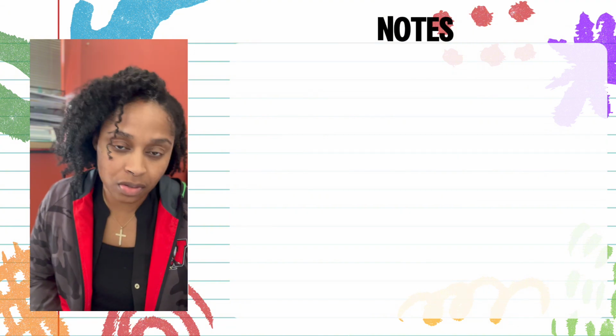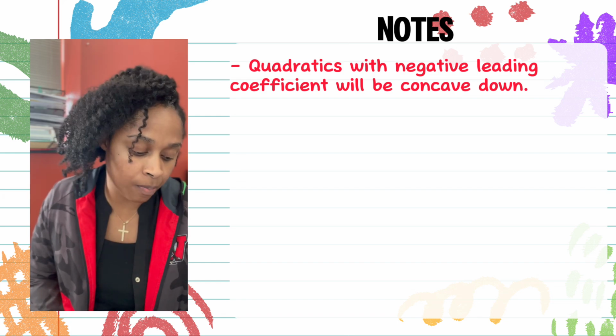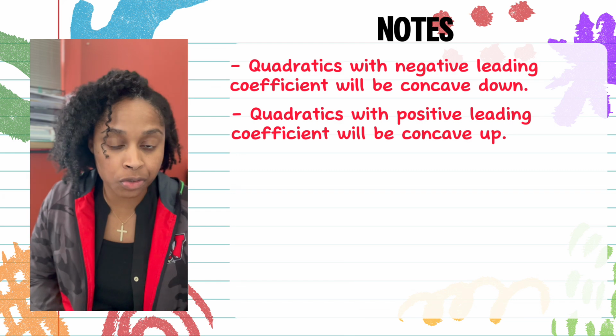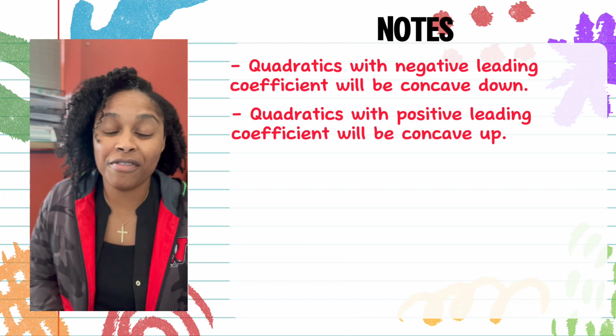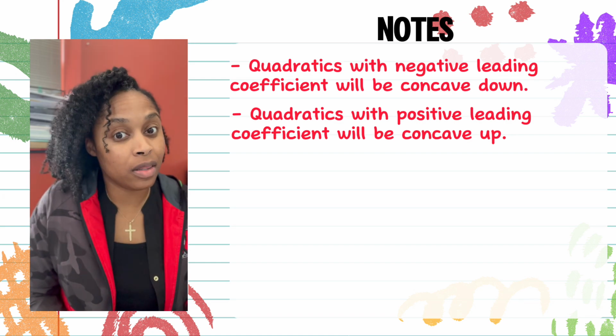So in your notes, anytime you have a quadratic with a negative leading coefficient, it's going to be concave down. It's going to open downwards. And when there's a positive leading coefficient, like for example 1 and 2, our parabola is going to open upwards. Our video was short and sweet for today. Let me know if you have any questions and move on to the next assignment.